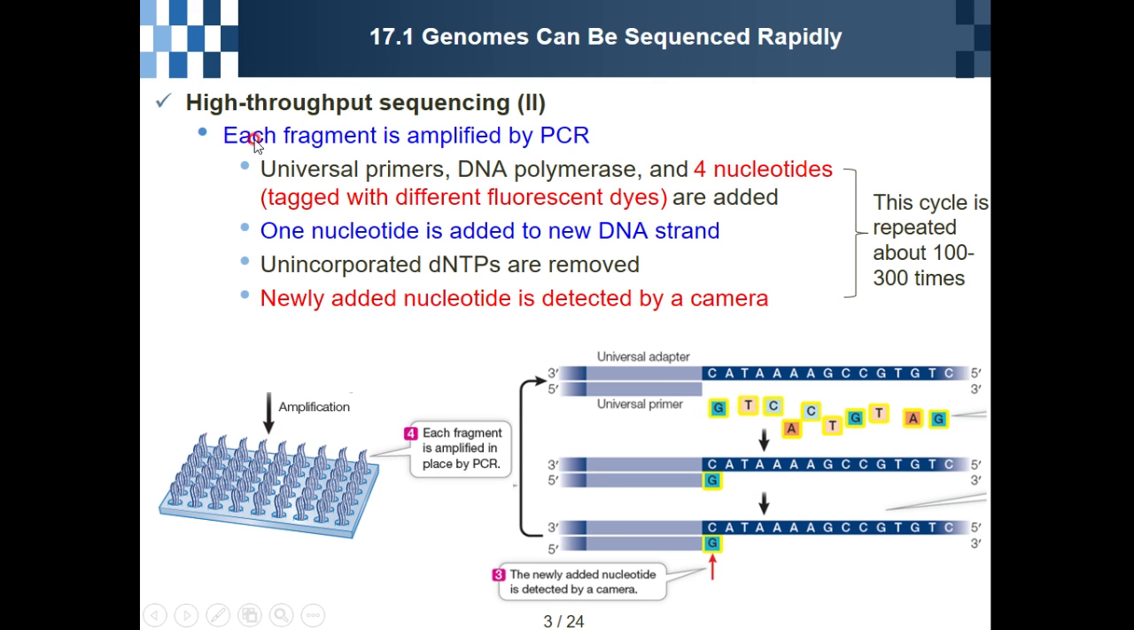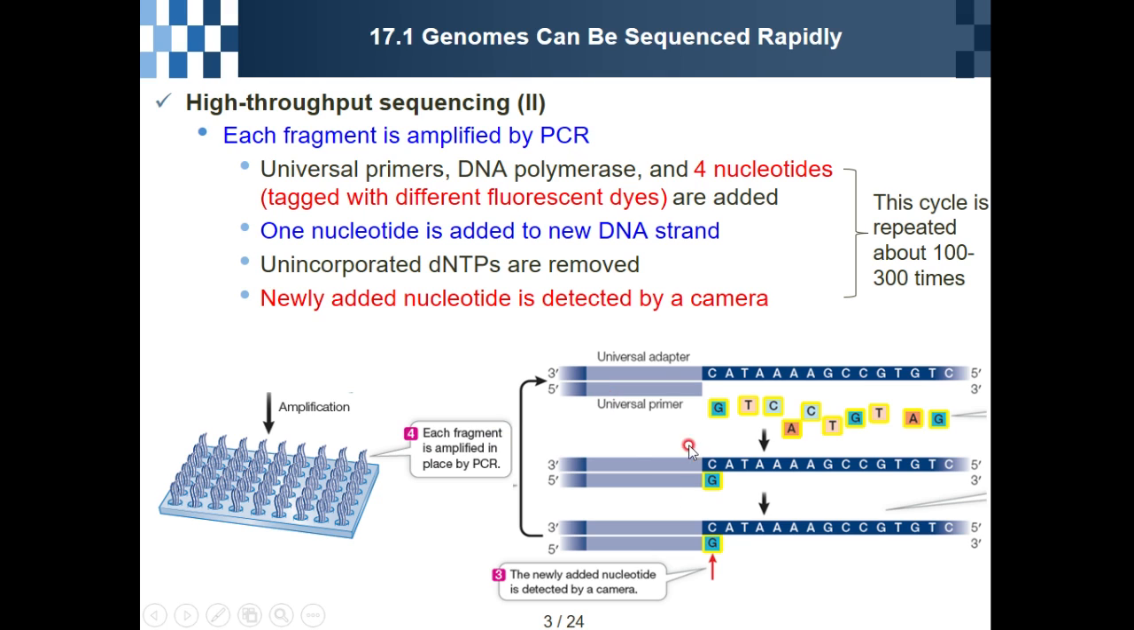Next, each fragment is amplified by PCR. So this is how to do the PCR procedure. Usually we add an adapter. This is the universal adapter. We already know this sequence, so it means that the primer is the same. Each fragment has an adapter, and the adapter sequence is the same, so the primer is also the same.